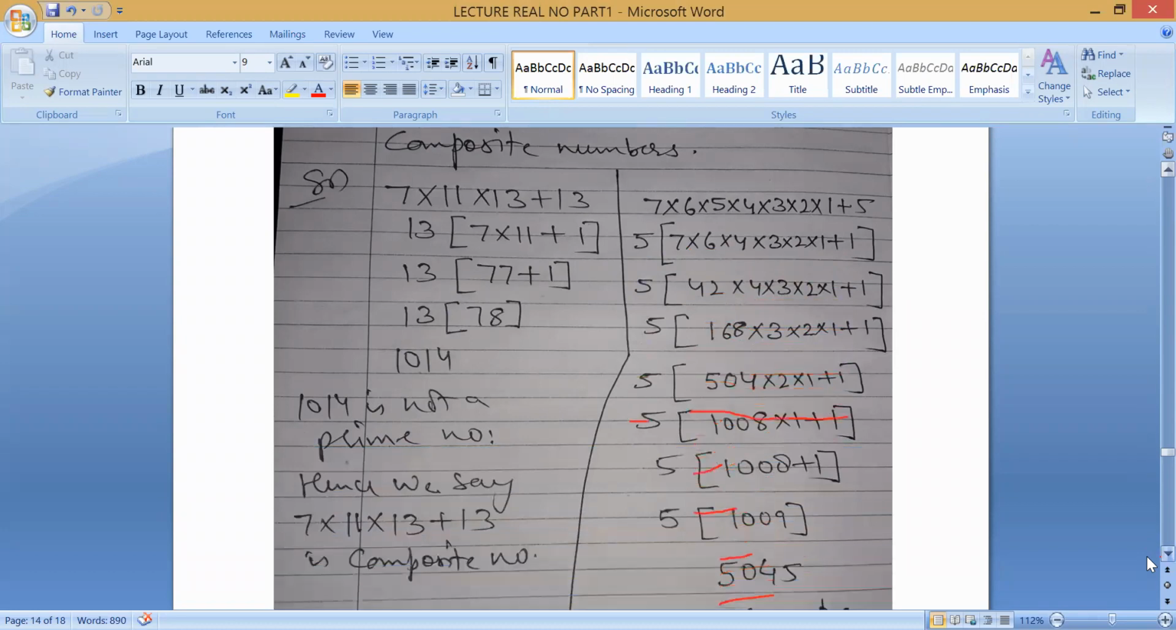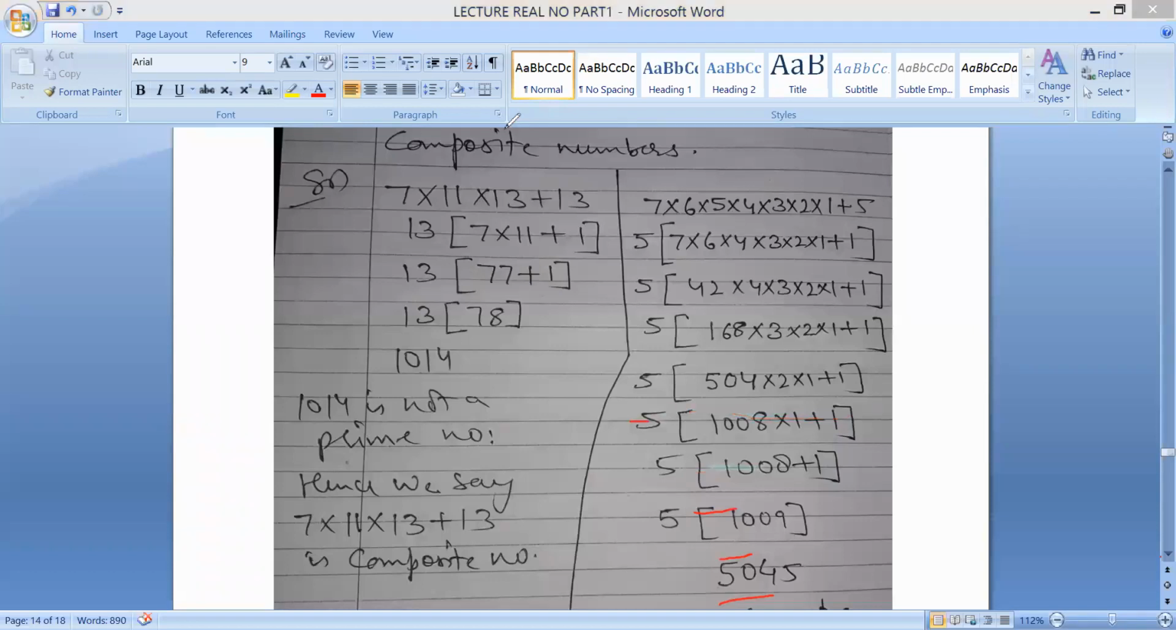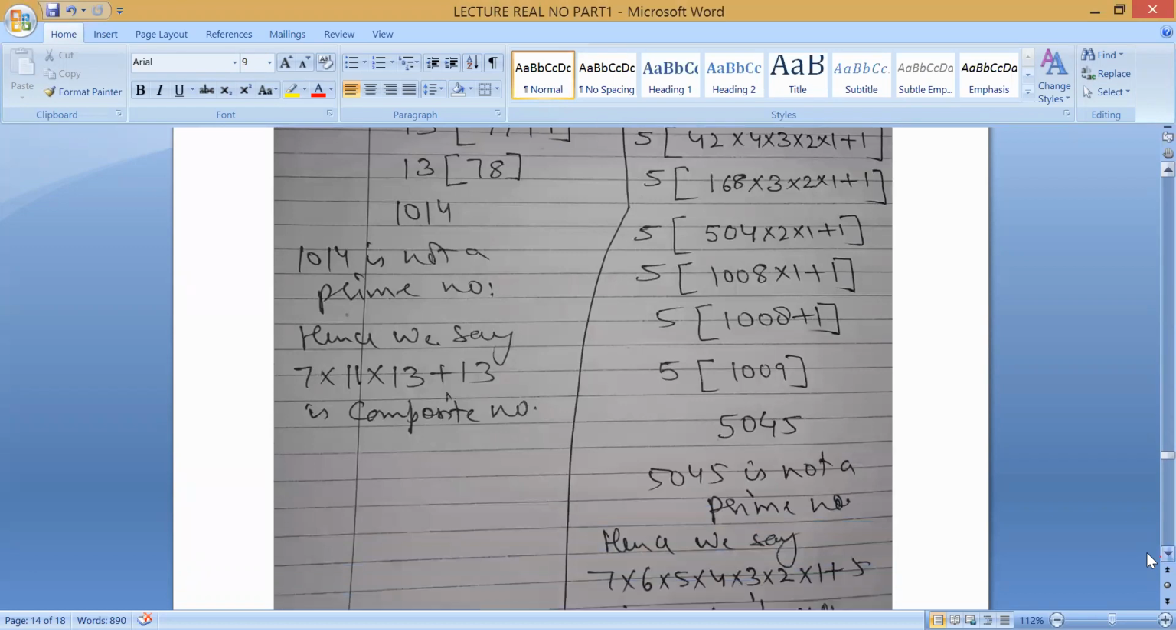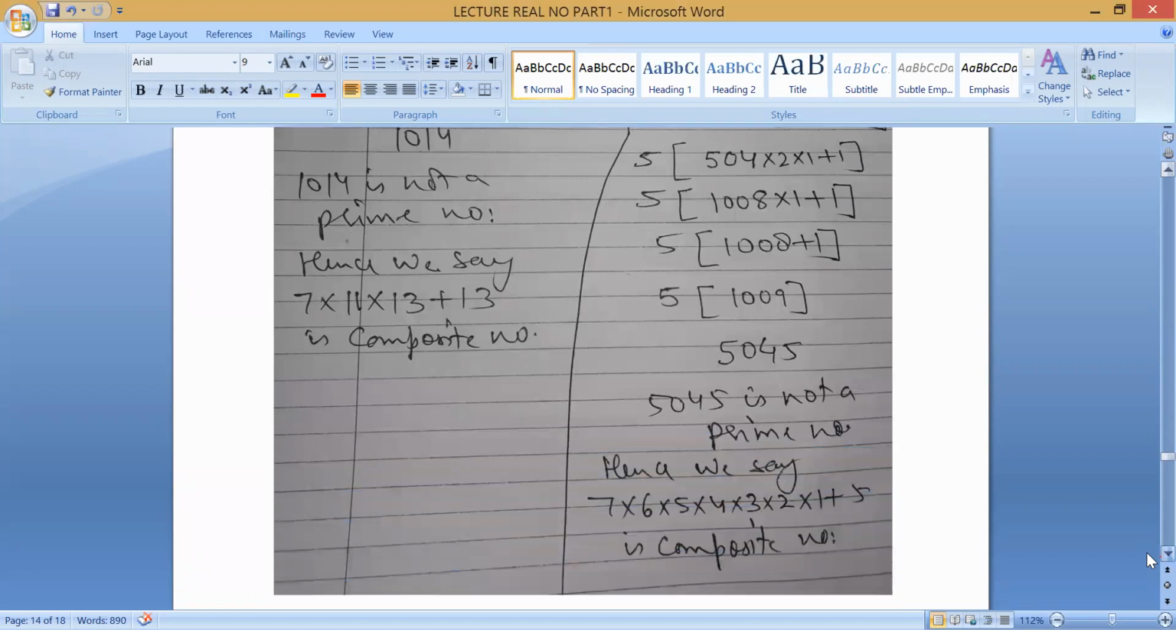That is 5045. So you have to do the question. Again, 5045 is not a prime number. Hence we say that 7 into 6 into 5 into 4 into 3 into 2 into 1 is a composite number. So this is another question of exercise 1.2.